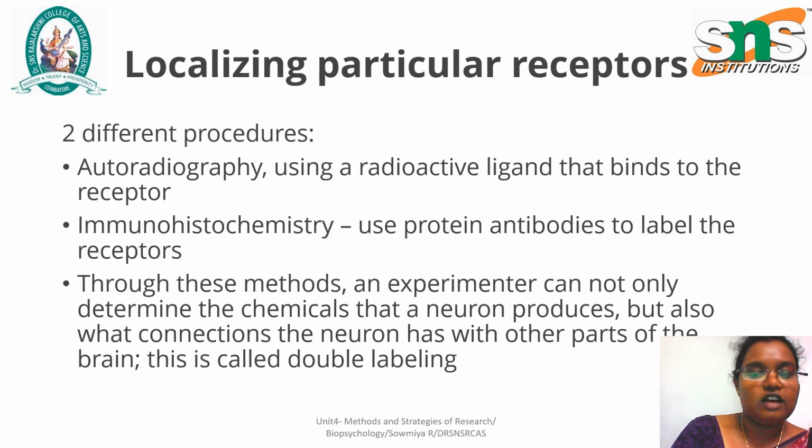Through these methods, the experimenter can not only determine the chemicals that a neuron produces, but also what connections that neuron has with other parts of the brain. This is called double labeling.